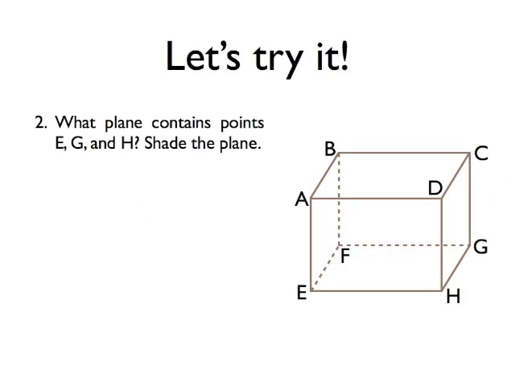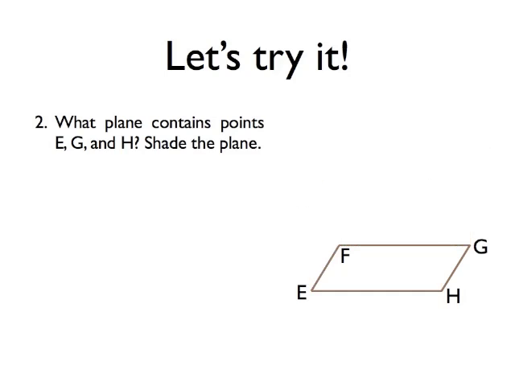Okay, let's try this. What plane contains points E, G, and H? Shade the plane. Well, let's see. The 3 points E, G, and H are across the bottom there. So now all that we have to do is choose 3 points to name that plane. Let's call it plane HEF. Yes, you could have called it plane EGH, but that's not very interesting.